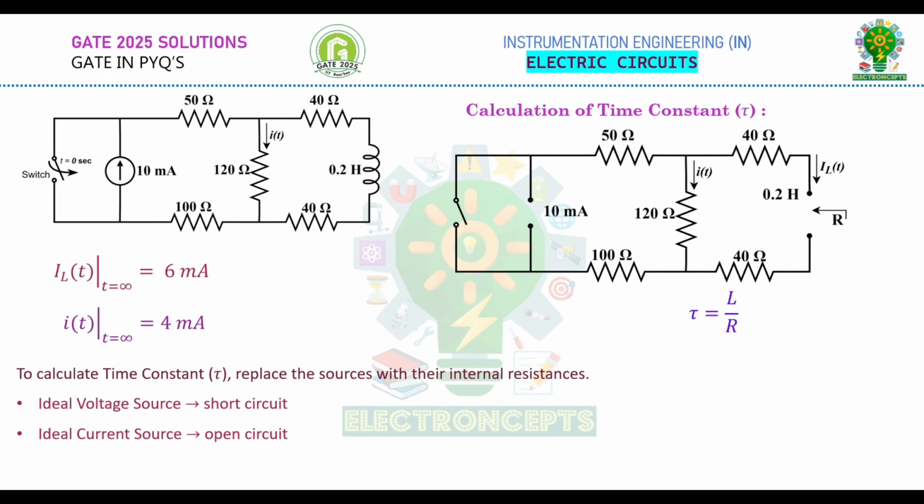Therefore, the resistance becomes 40 plus 120 plus 40, which is equal to 200 ohms. And we also know that inductance is equal to 0.2 Henry. Therefore, tau is equal to 1 millisecond. We have obtained the values of initial value, final value, and also time constant.